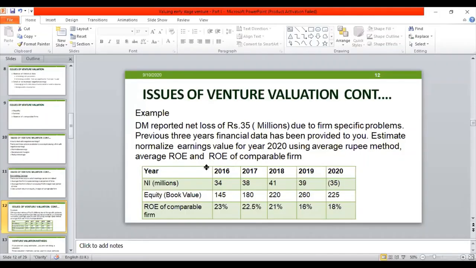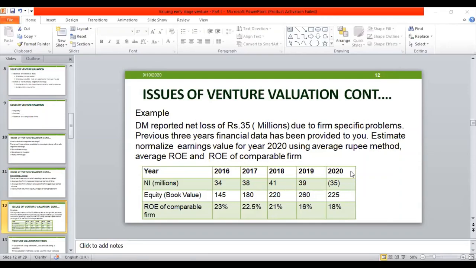So calculating the first method is easy, right? What you have to do is calculate the average net income value. So quickly tell me, what is the average net income value? It would be 38 million, right?